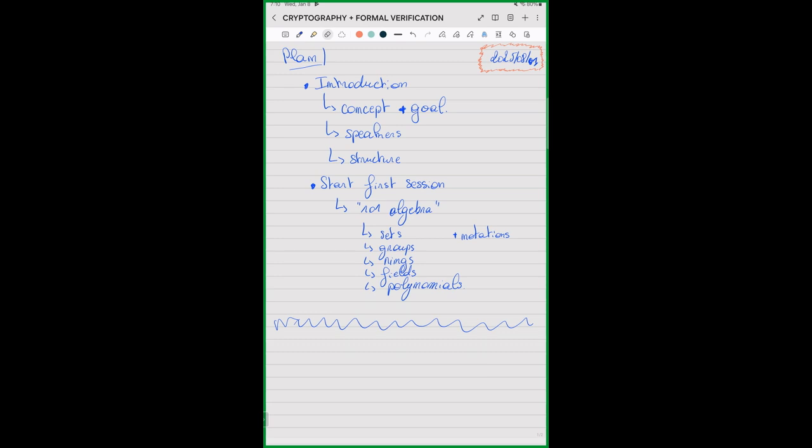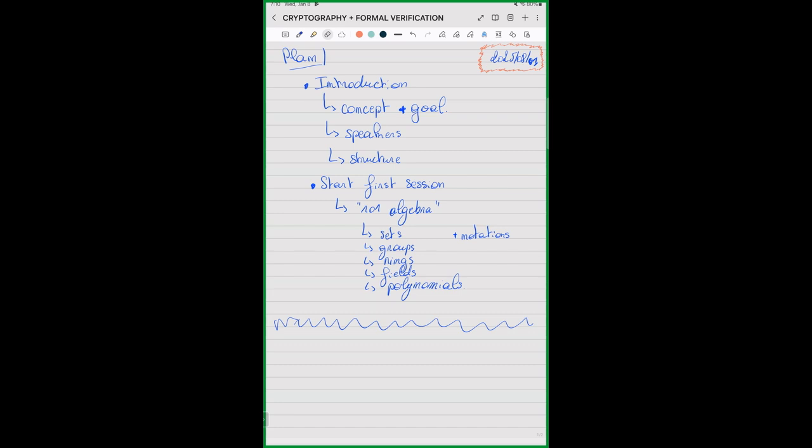I'll start the first session by talking about basic algebra. We're going to go through the definition of sets, and we're going to discuss the common set. It's going to be really 101. We're going to go into the definition of groups, rings, fields, and polynomials. And we're going to also define some notations that we're going to often use. So I'm going to start with the introduction.